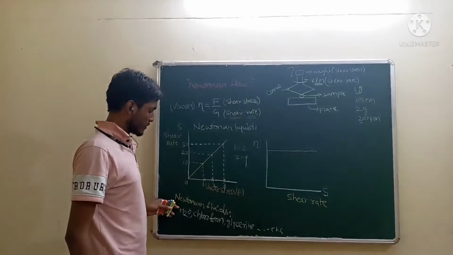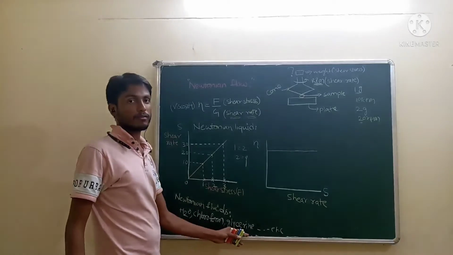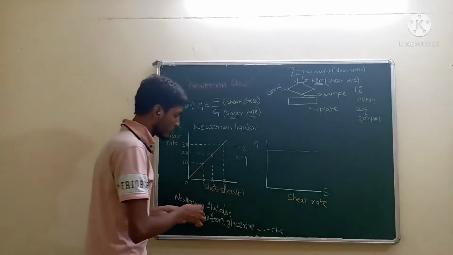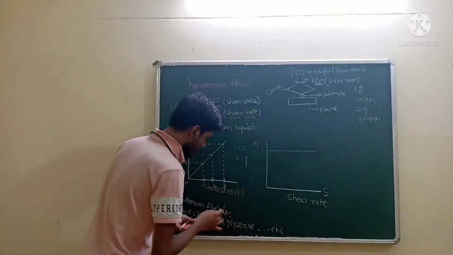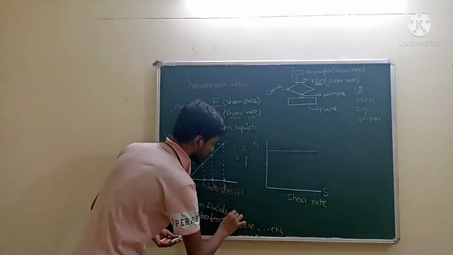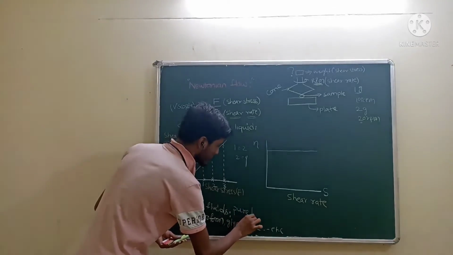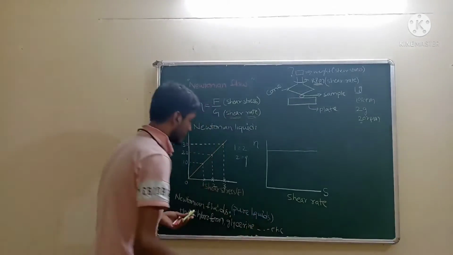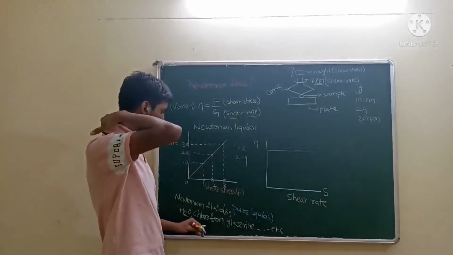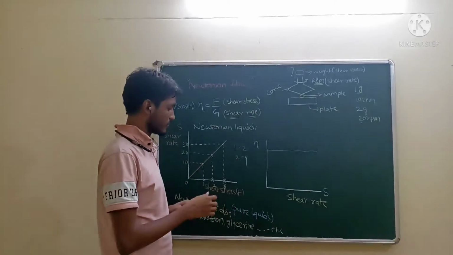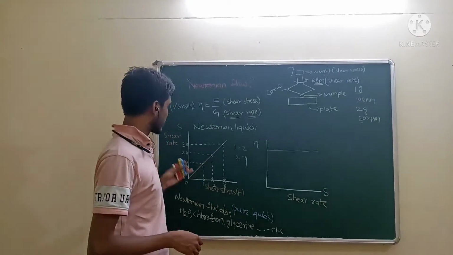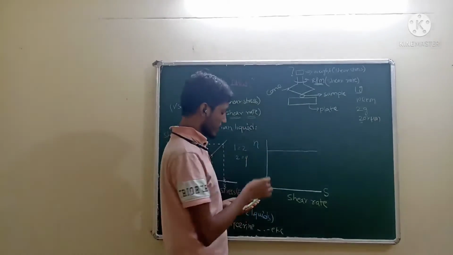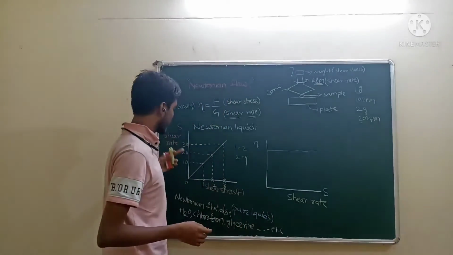What are the examples? Water, chloroform, glycerin. Solution form, pure liquids. Pure liquids will exhibit Newtonian flow. Water, chloroform, glycerin, and so on. So this is the graph between shear rate and shear stress for a Newtonian fluid.